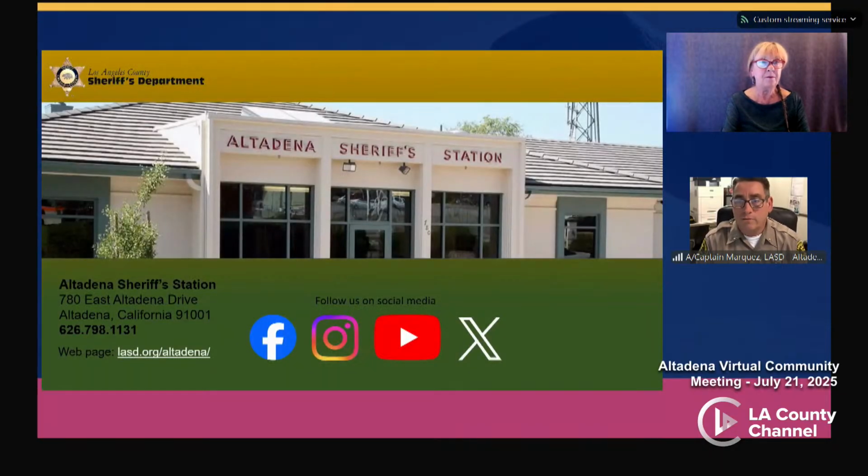All right. Well, first of all, I'd like to just thank everybody in the community that's reached out to Altadena Station regarding the deputies who passed away on Friday. Thank you for all the kind words and condolences. We really appreciate it. And those deputies are in our hearts right now, and we're thinking about them all the time.